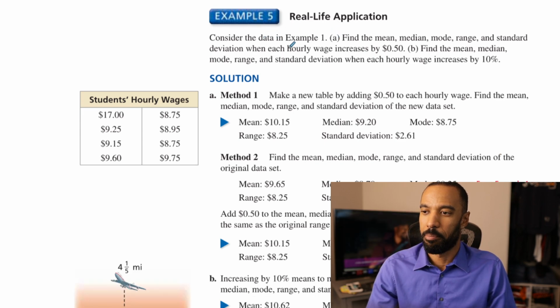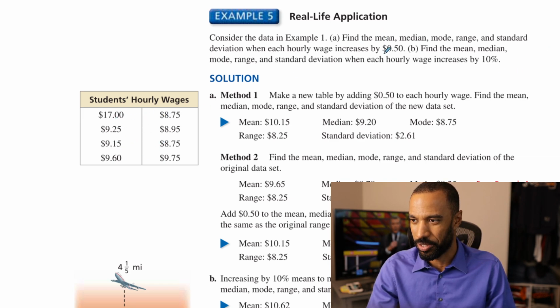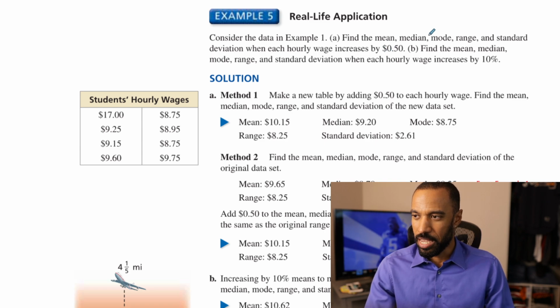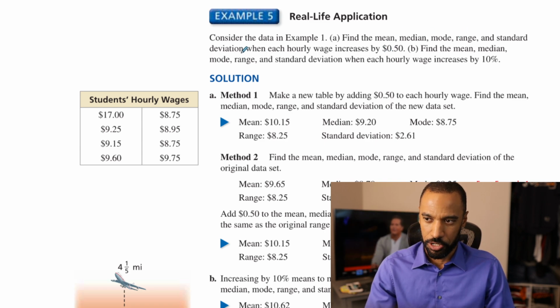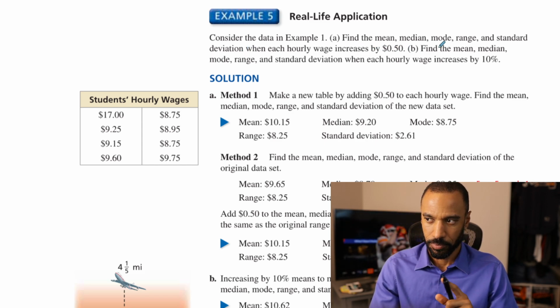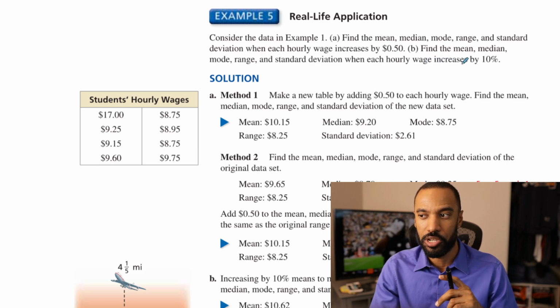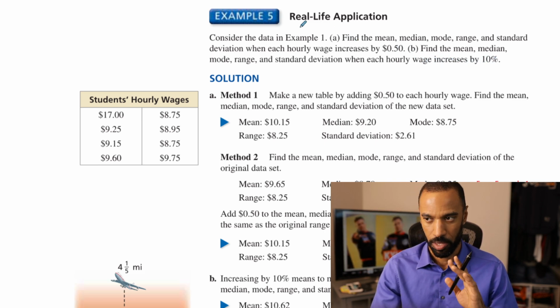Consider the data in example 1. This was the hourly wages. Well, they changed. Looks like they're 50 cents bigger, which is what they're going to do here. Find the mean, median, mode, range, and standard deviation when each hourly wage increases by 50 cents. Find them when each hourly wage increases by 10%. So there's a part A and part B.